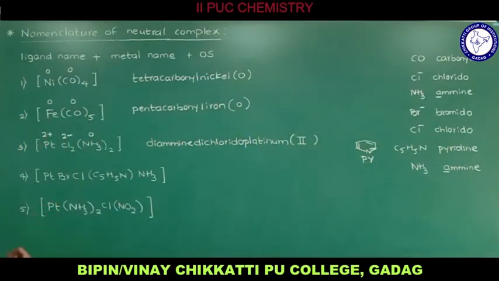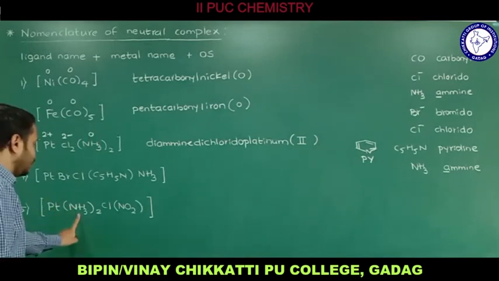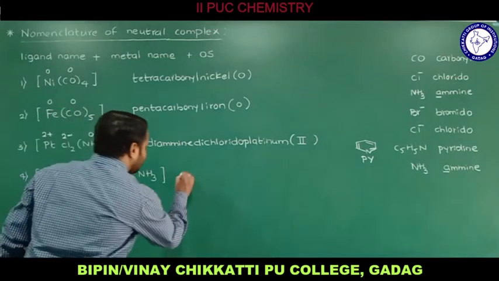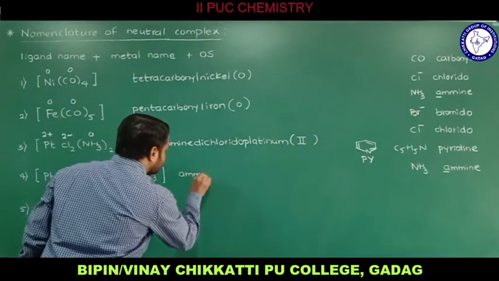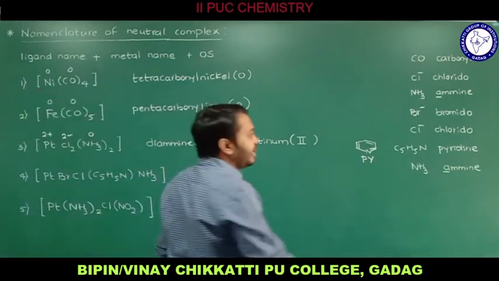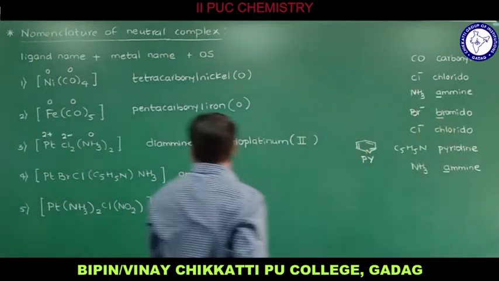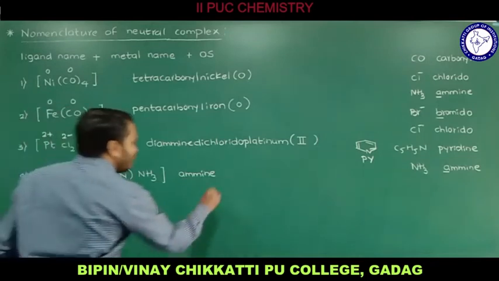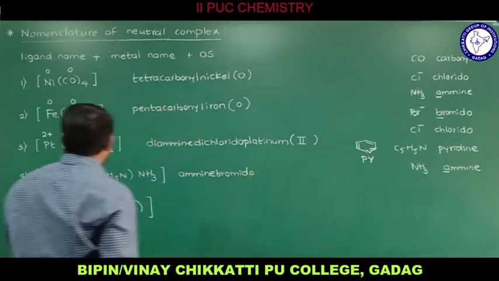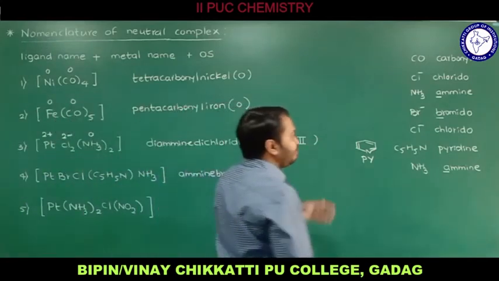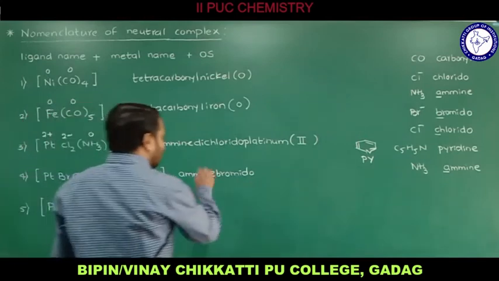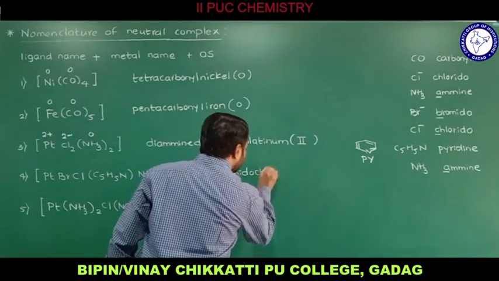So what I am going to write now is ammine. How many ammine do we have? Only one. Therefore, ammine. Next, after ammine we get B, bromido. How many bromido do we have? Only one. Therefore I write as it is, ammine, bromido. Next, after A, after B, we get C, that will be chlorido. We have only one chlorido: ammine, bromido, chlorido.